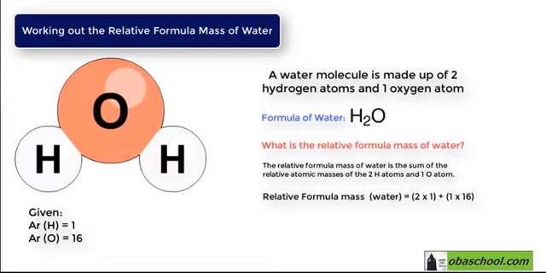But we still have to find out the relative atomic mass of oxygen. It's given 16, and we have 1 oxygen atom. So that is 1 times 16, which is 16. We add them up, and the answer is 18. So the relative formula mass of water is 18.